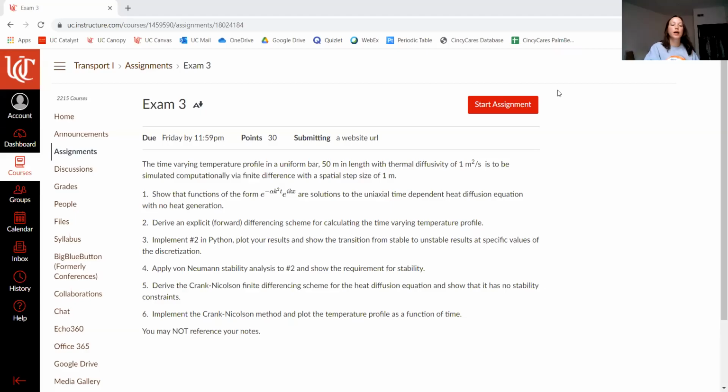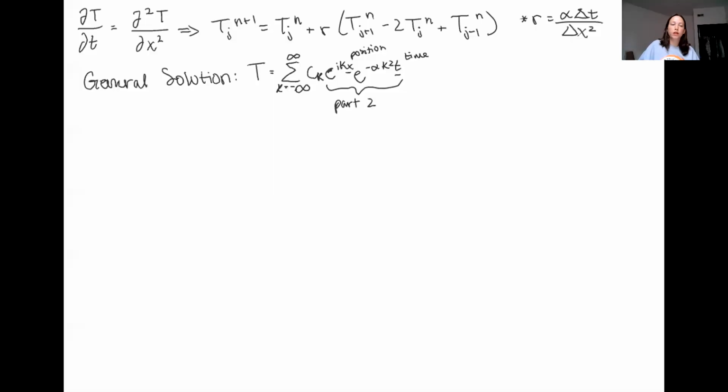Hi, in this video, we are going to apply the von Neumann stability analysis to number 2 of the 6-part series and show the requirement for stability that we discussed in the last part. Okay, so here we can see the equation that we found in a previous part of this series. I think it was part 1, and then the general solution using the von Neumann stability analysis.